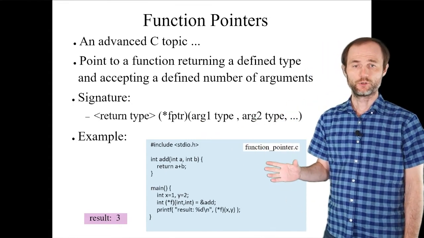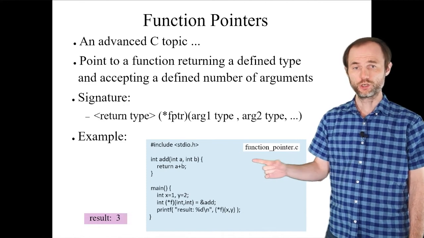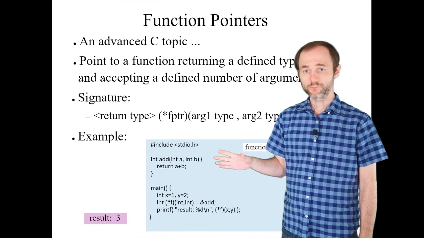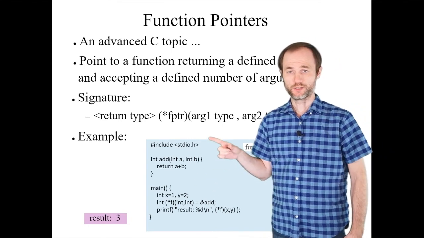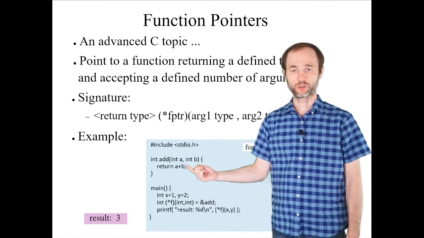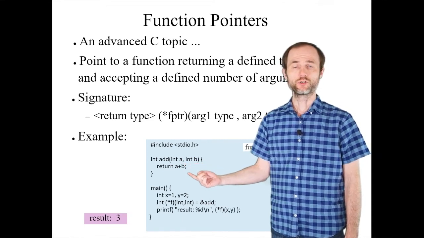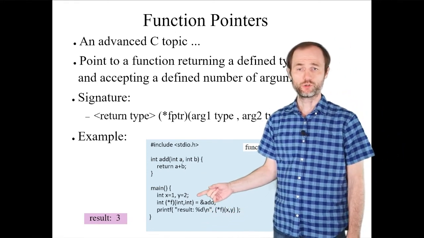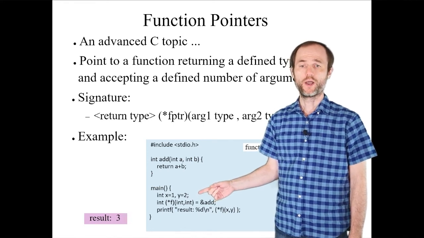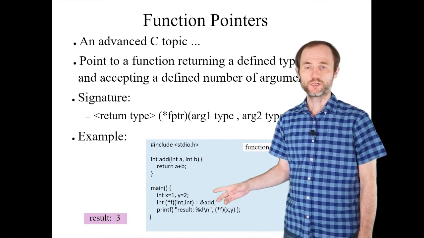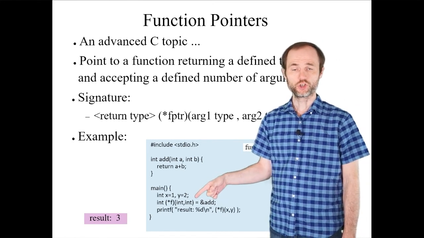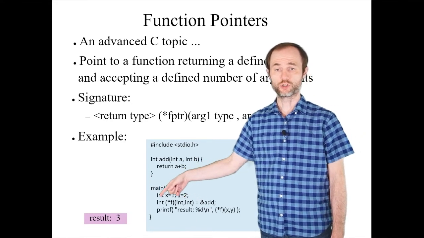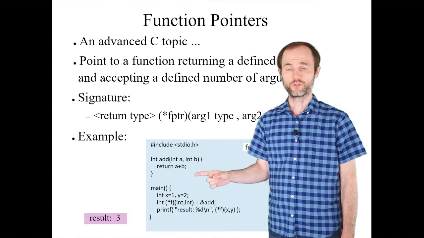You can specify however many arguments you would like. This is the type of argument 1, type of argument 2, and so on. So this is an example of such a pointer to a function sitting in function underscore pointer.c. And what we're doing here is we're defining the function add over here that takes 2 arguments, 2 integers, a and b, and it returns the sum of them. And the main function is also pretty simple. It defines 2 integers, x equals 1 and y equals 2.